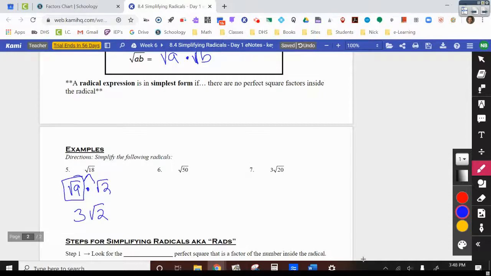So my final answer is 3 times rad 2, or just 3 rad 2, because when numbers are next to each other in math, that means they're being multiplied. So that's how you would simplify the square root of 18.